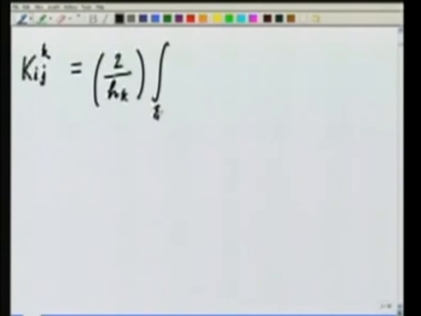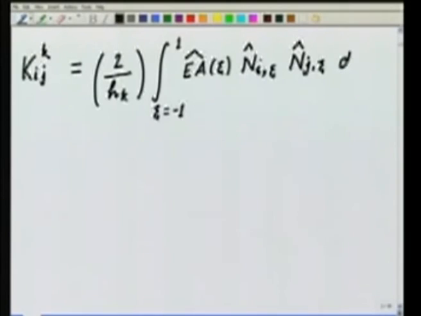So now if I club everything together, I will get that this K_ij^k is equal to, by doing the suitable cancellations, 2 by hk integral psi is equal to -1 to +1 EA hat, derivative of N_i hat with respect to psi, derivative of N_j hat with respect to psi d psi.